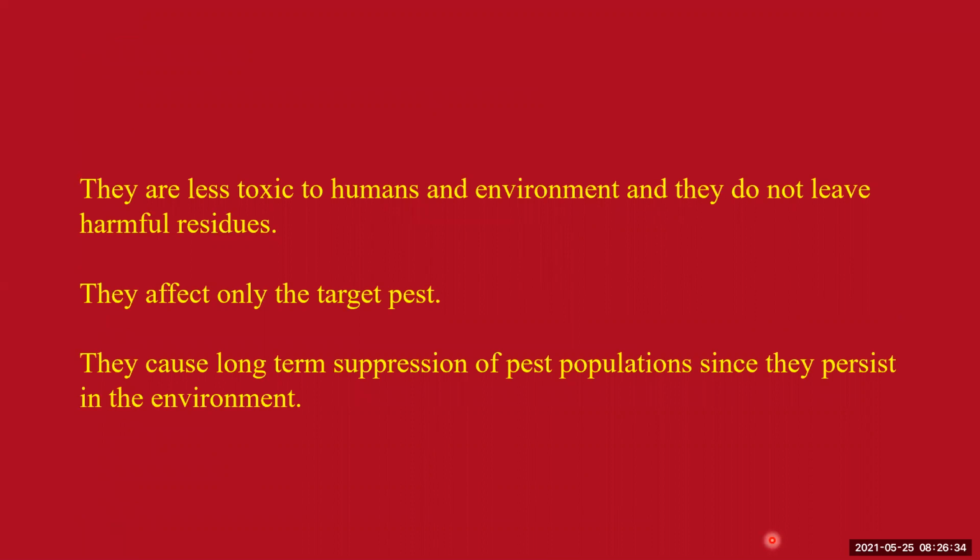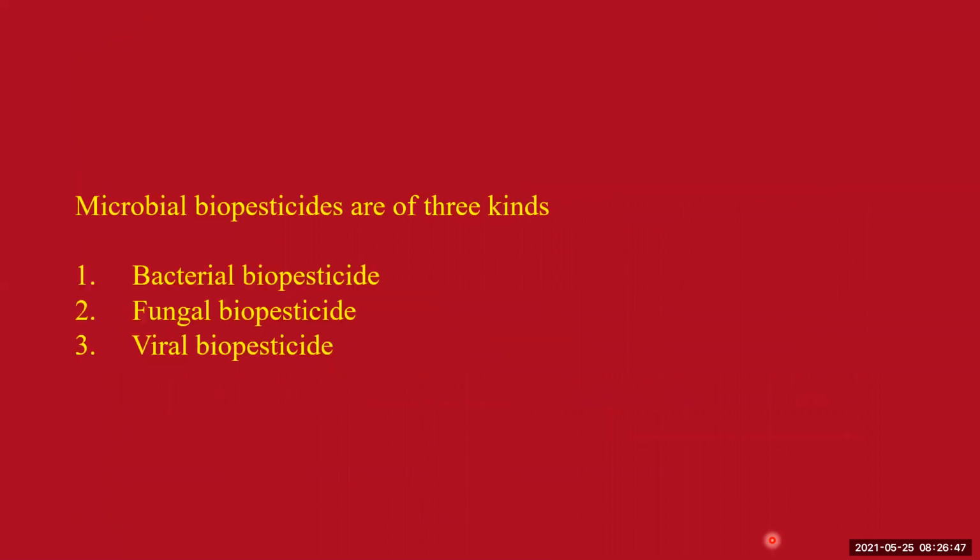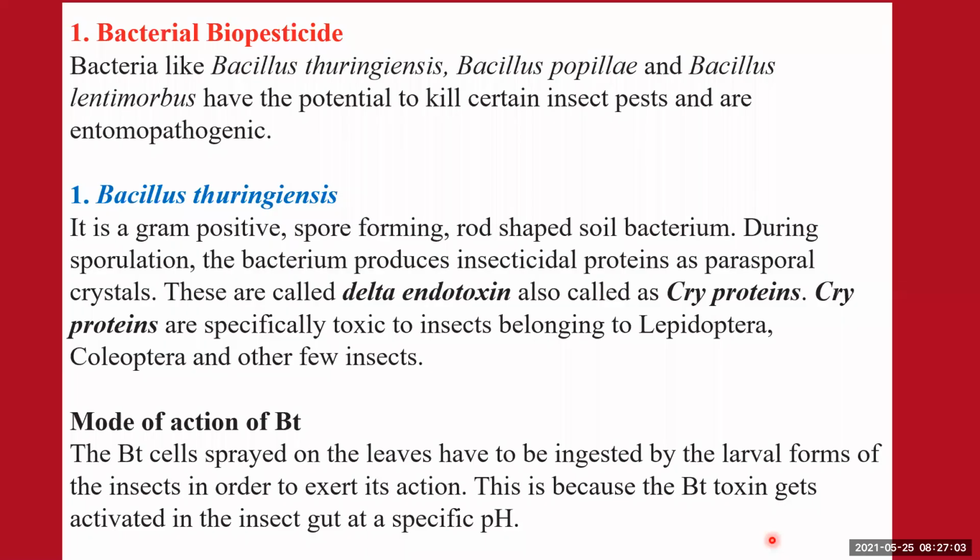They do not leave behind any residues. They are target specific, and they provide long-term suppression of pest populations because they persist in the environment. Now, if you look at the classes: bacterial biopesticide, fungal biopesticide, and viral biopesticide. Today, in this video presentation, we will discuss bacterial biopesticides, and fungal and viral biopesticides we will discuss next. The first and most important organism used as a bacterial biopesticide is Bacillus thuringiensis.